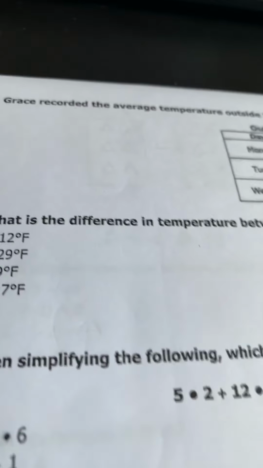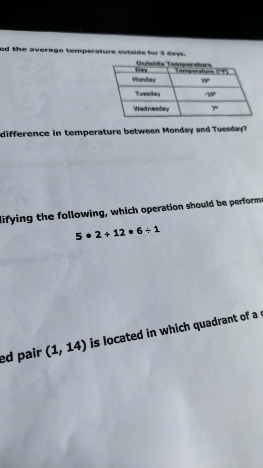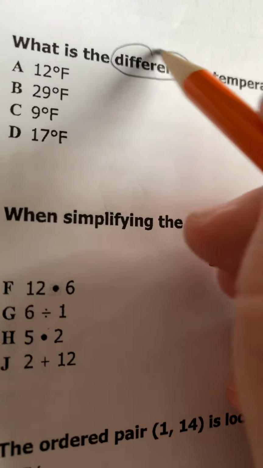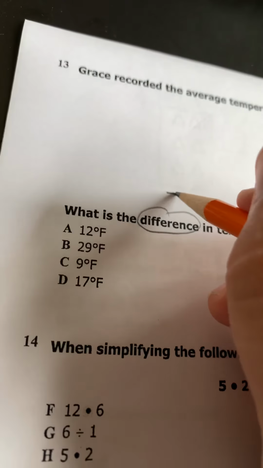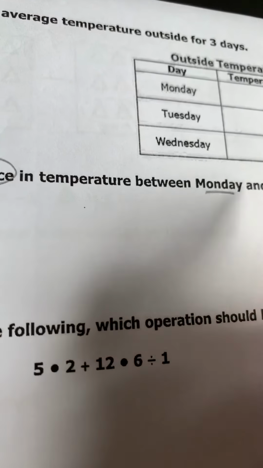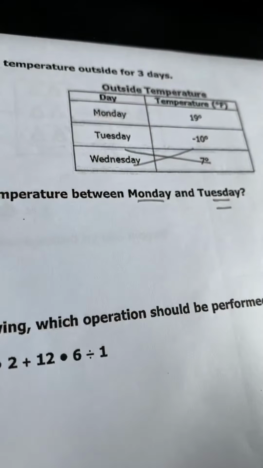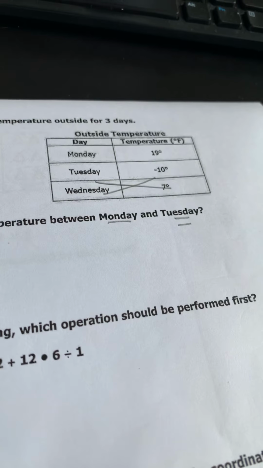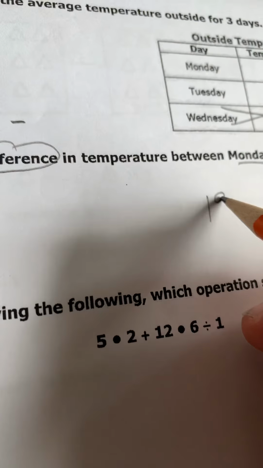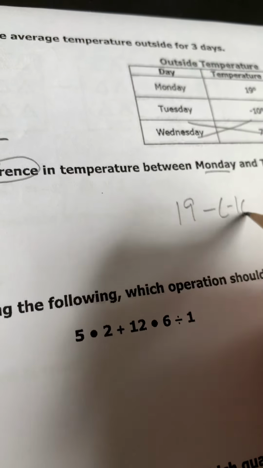All right, 13. Grace recorded the average temperature outside for 3 days. What is the difference, keyword, so I already know I'm subtracting, in the temperatures between Monday and Tuesday? So first of all, we don't even need Wednesday. That's kind of useless information. So I'm going to take 19 degrees. I'm going to subtract it from negative 10 degrees.